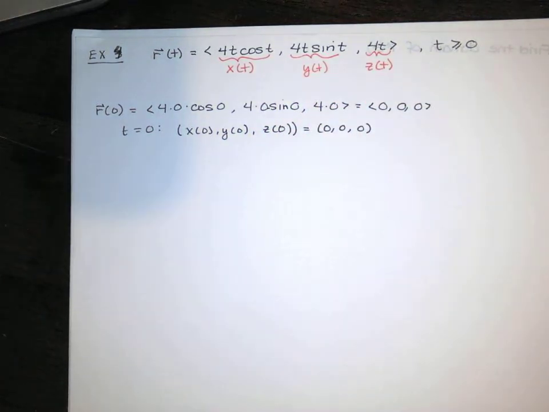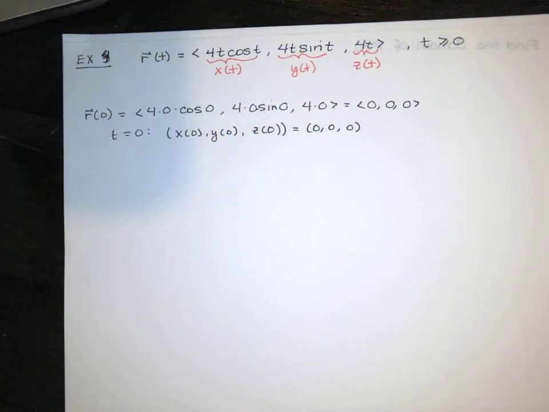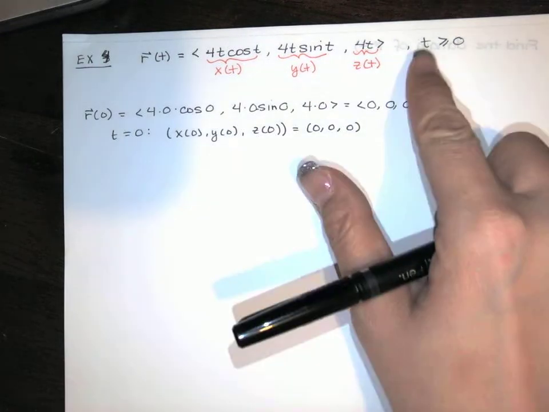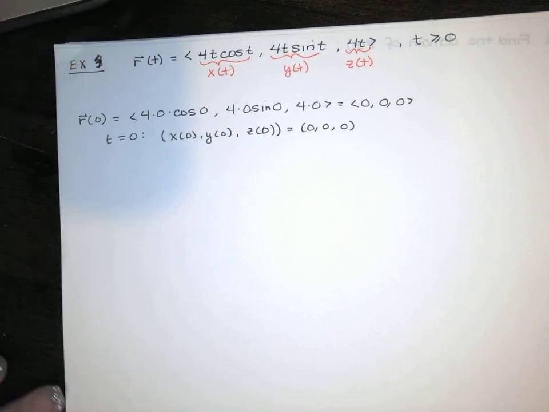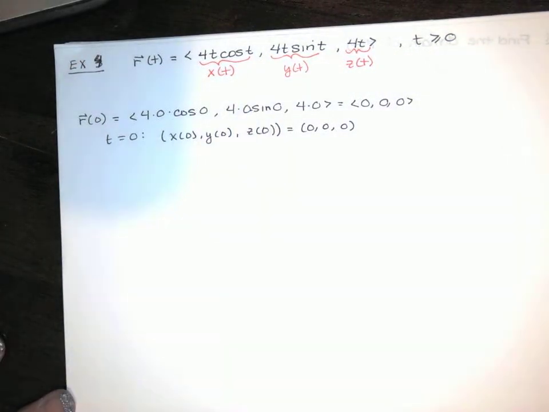And the question becomes, okay, well, what happens to this as t increases? When t equals 1, where are we? And what does it look like? And when t equals 2, where are we? And what does it look like? So we want to keep all of that in mind as we're sketching this.